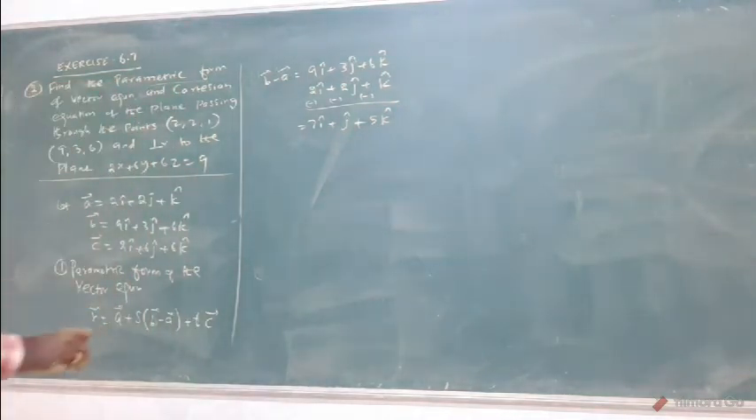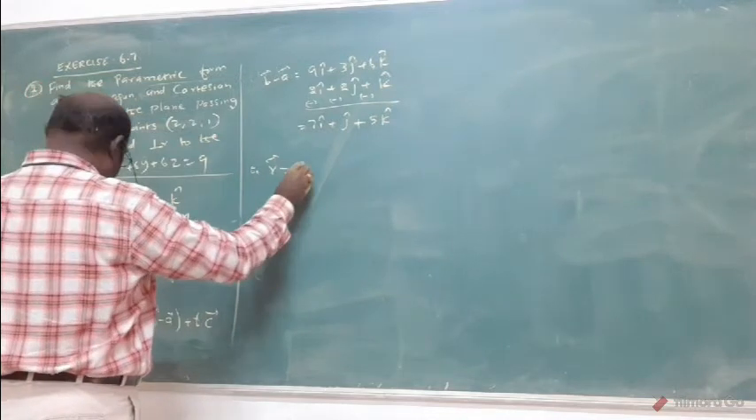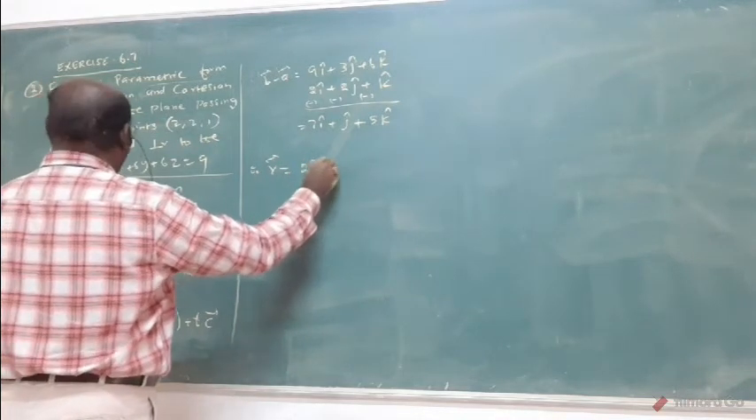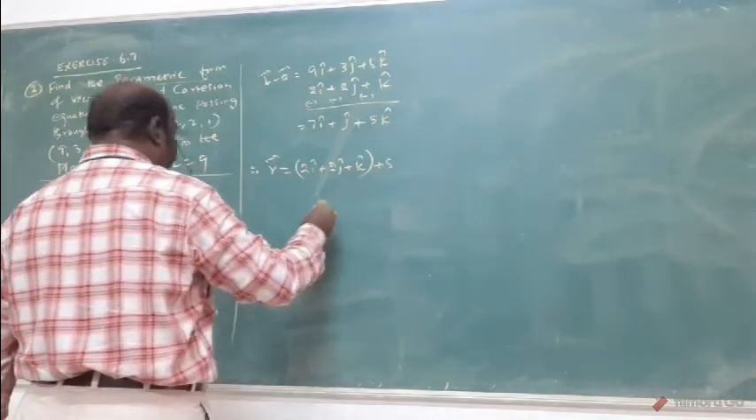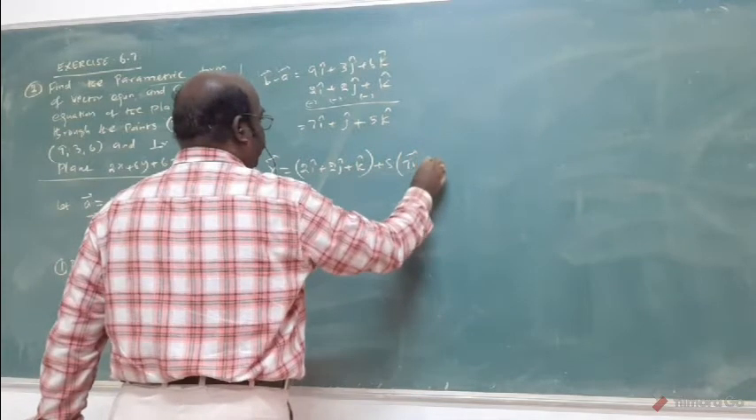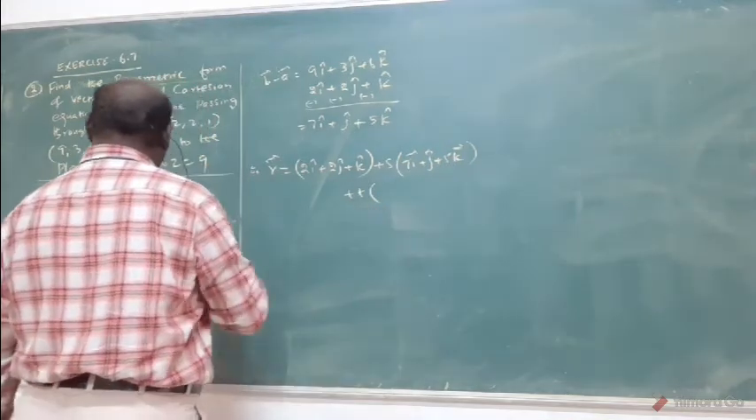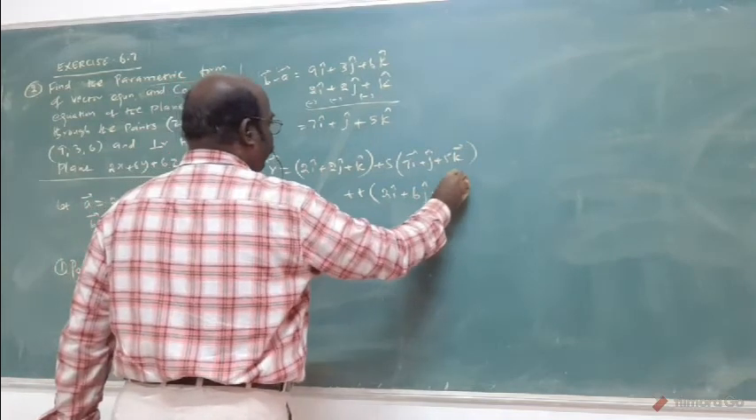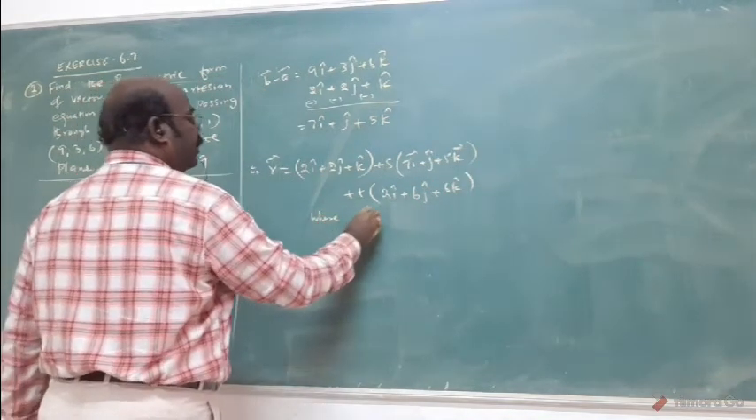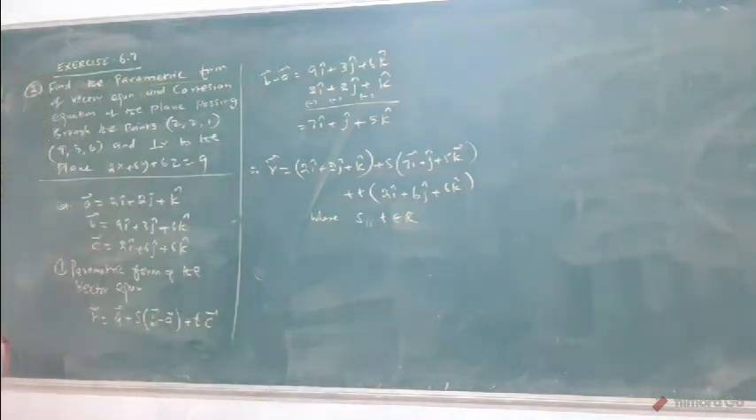Now substitute; that is the parametric form of the vector equation. Therefore, R vector equal to A vector, which is 2i cap plus 2j cap plus k cap, plus S into (B minus A), which is 7i cap, j cap, 5k cap. Last is T into C vector, our assumption: 2i cap, 6j cap, 6k cap, where S and T are scalars. Otherwise, S and T belong to R. This first answer is over. Am I right?